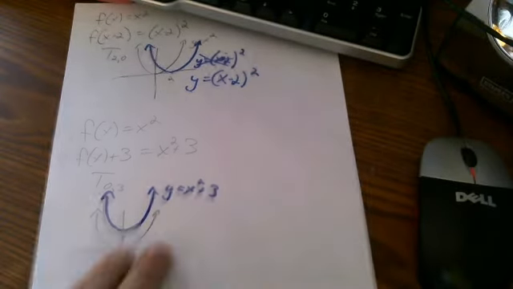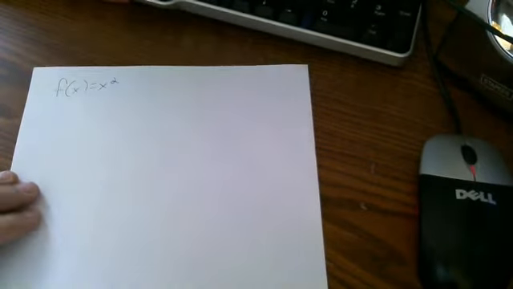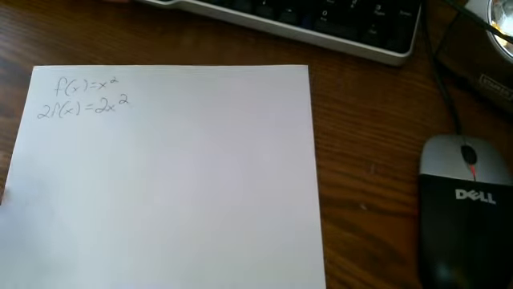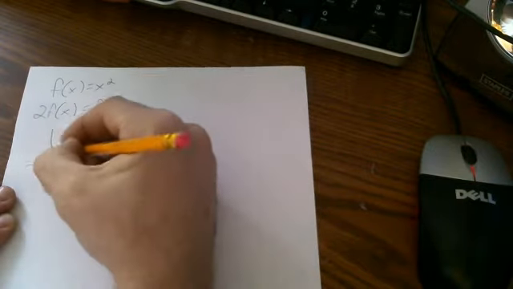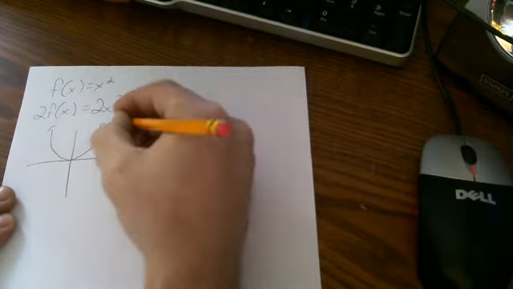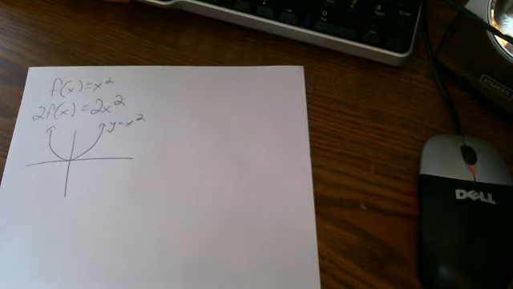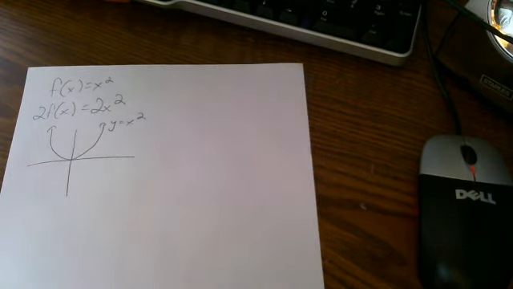Just a couple dilations. Here's x squared. Let's see what happens when we multiply our function by 2. This is y equals x squared, and a dilating factor is asking me to multiply all of my y coordinates by 2.